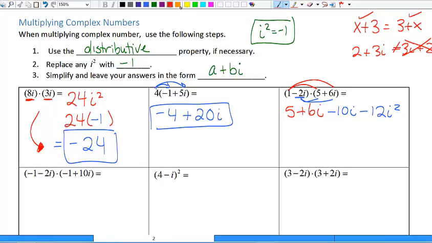Step 2 says replace any i squareds with negative 1. So this last term, negative 12i squared, is going to be replaced with negative 12 times negative 1. Now I'm going to simplify by combining any like terms. It looks like the 6i minus 10i adds to negative 4i. Negative 12 times negative 1 is positive 12, which I can add to the other number to get 17. Because it's real, it goes in the front, and the minus 4i goes in the back.